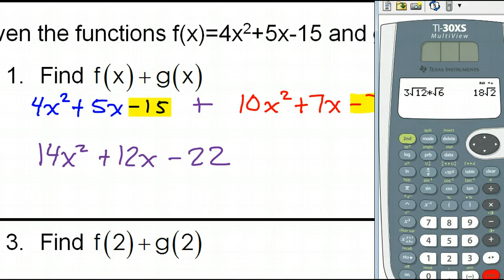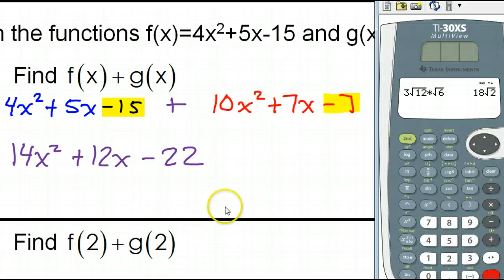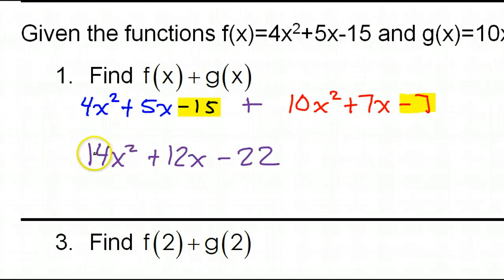Okay, if you have trouble with your arithmetic, adding and subtracting like I just did, then sometimes you're going to be using your calculator to help you. Just understand when you're combining like terms, you're always adding. So when you're combining negative 15 and negative 7, then you're thinking negative 15 plus negative 7. You're basically always adding when you combine like terms. Anyway, that was the final answer for number 1.